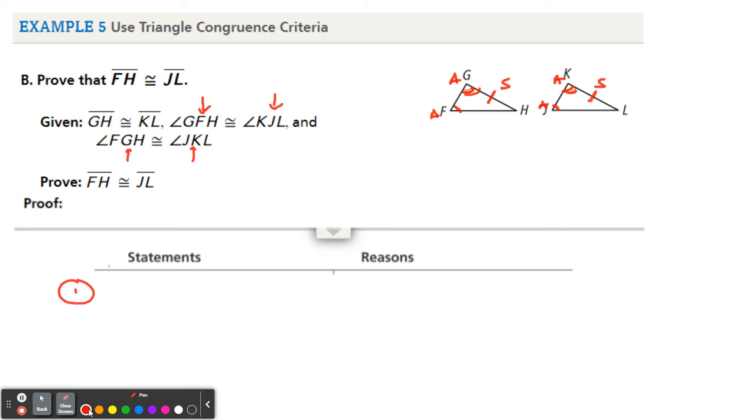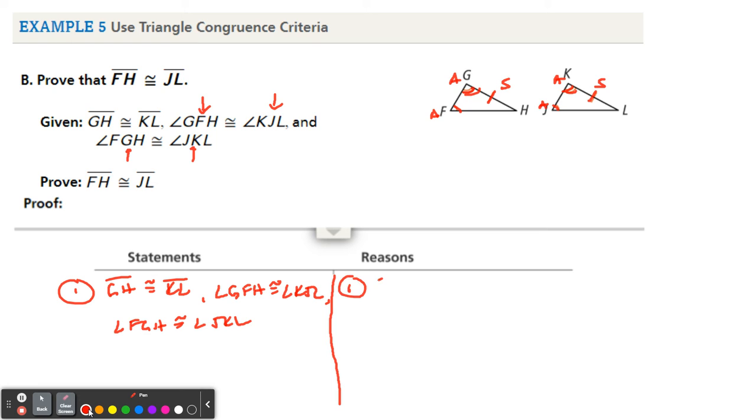Here we go. Step 1. Write down all you're given. Segment GH is congruent to segment KL. Angle GFH is congruent to angle KJL, and angle FGH is congruent to angle JKL. And that is given to us.